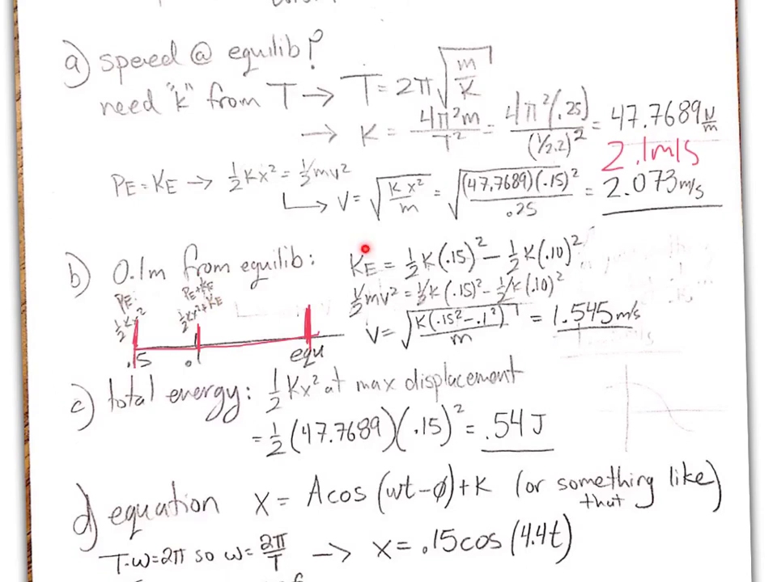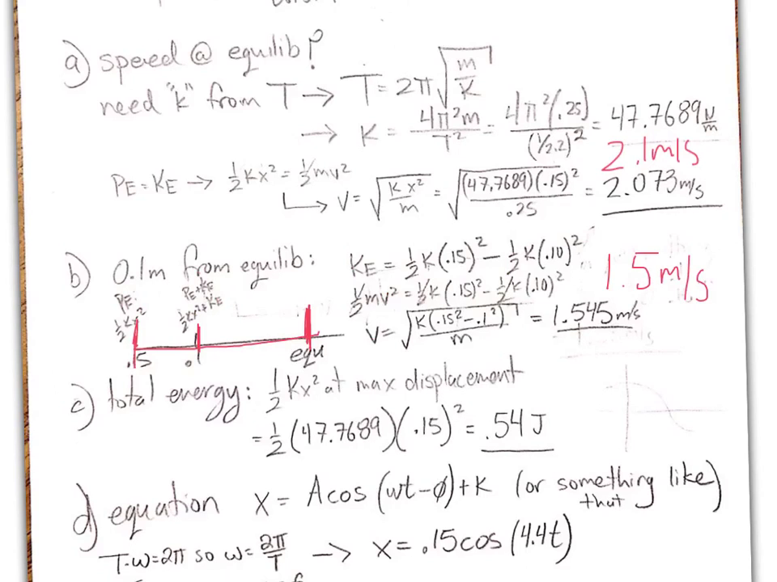So over here we have kinetic here equals this minus this, meaning maximum potential minus the potential at 0.1. So here's maximum potential, here's minus potential at 0.1, and we set the kinetic equal to the 1/2 mv squared, canceled out the 1/2s, rearranged this equation for v, plugged in, and got this. Significant figures would have us writing this as 1.5 meters per second.